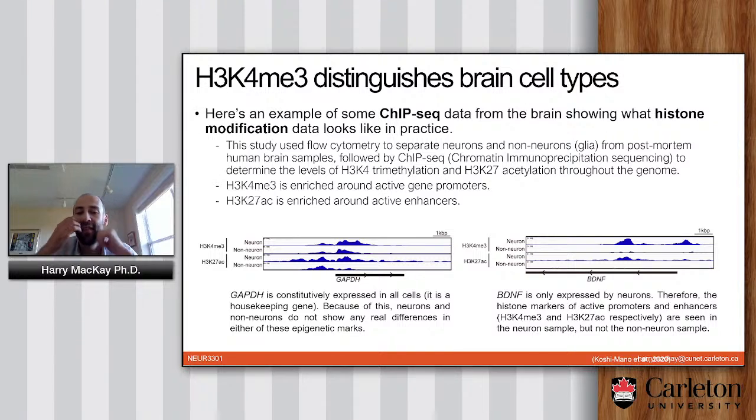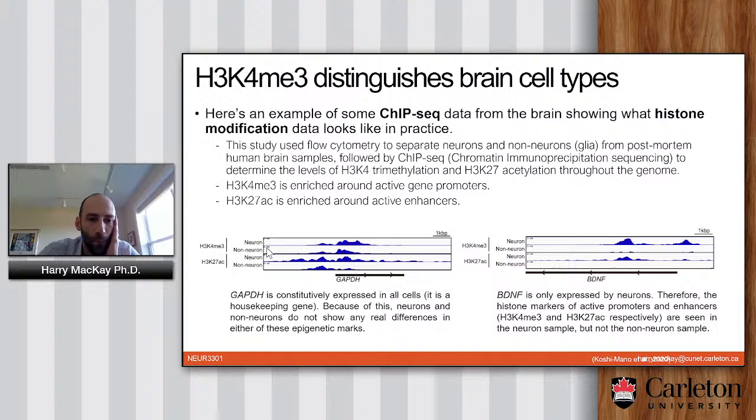So this is ChIP-seq data. We'll learn about that later, but it's a genome browser image as well. What we have are neurons and non-neurons. They've used flow cytometry to separate neurons and non-neurons from some piece of the brain, and you're basically comparing neurons to glia, and you're looking at the level of H3K4me3.